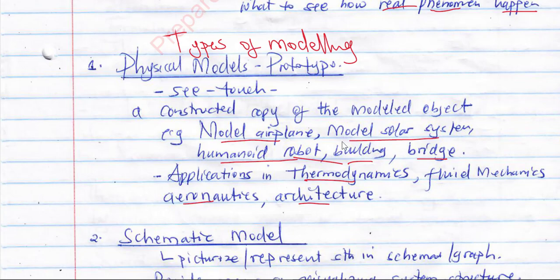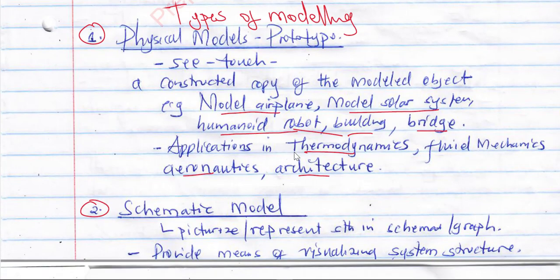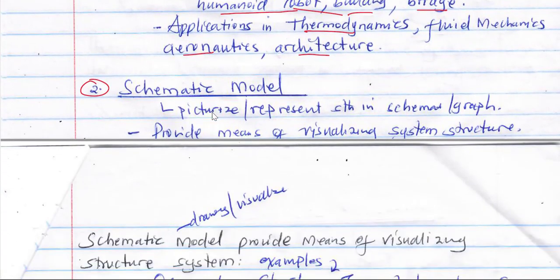Then the next is number two, where we are talking of schematic modeling. Schematic modeling is just a representation or a picture that represents something schematically, and that is simply a graph, something on a graph. Let's call it schematic.